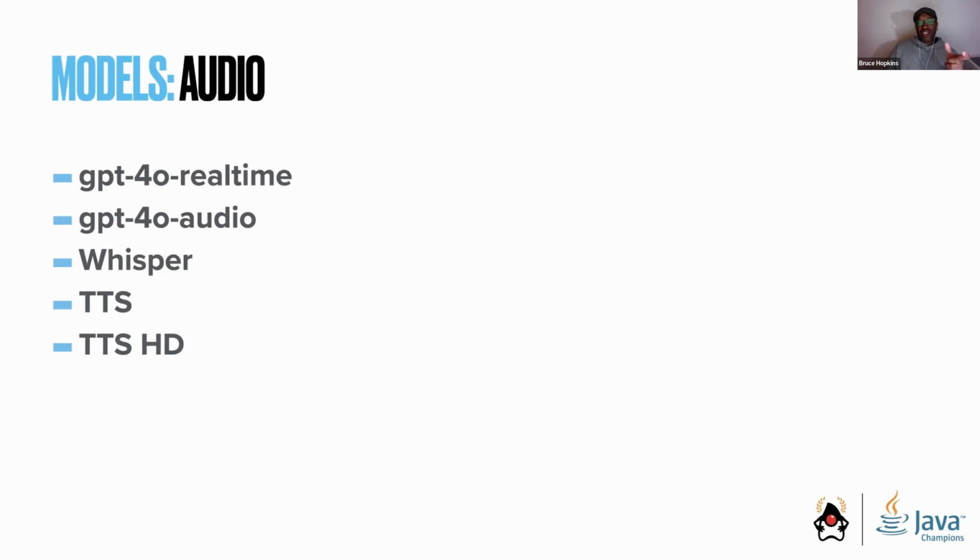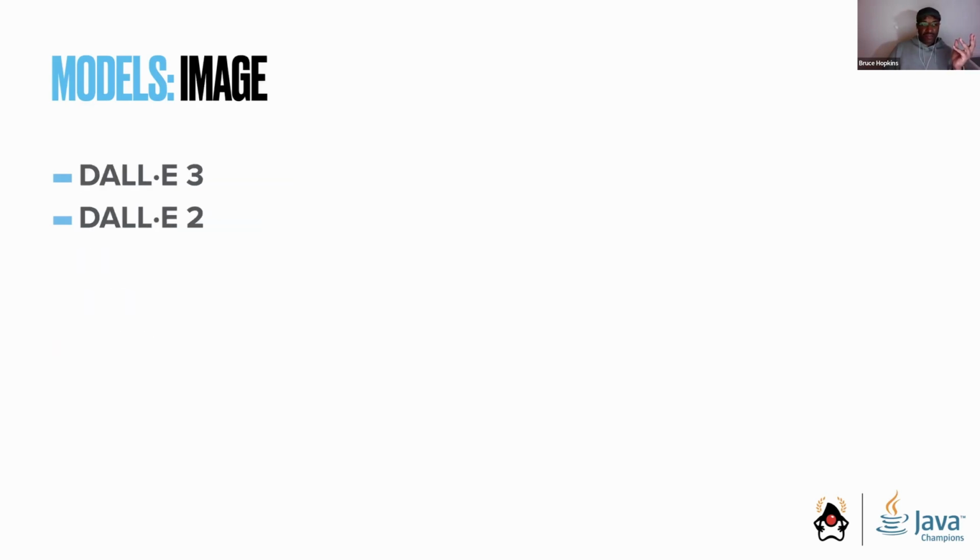So you have GPT-4.0 real time. This one allows you to essentially create a chat bot very similar to if you actually had the ChatGPT application on your phone. GPT-4.0, the audio version, however, allows you to understand and to send back and forth audio files. Whisper allows you to take an audio file and to get a very good transcript with support for over 50 languages. TTS and TTS, the HD version, allow you to produce speech by just providing a textual prompt.